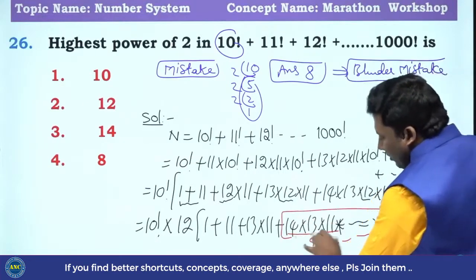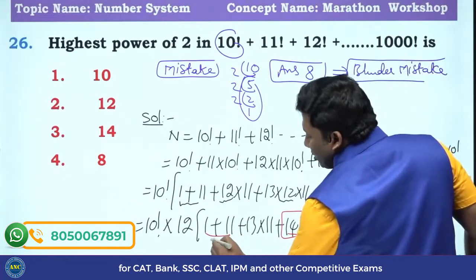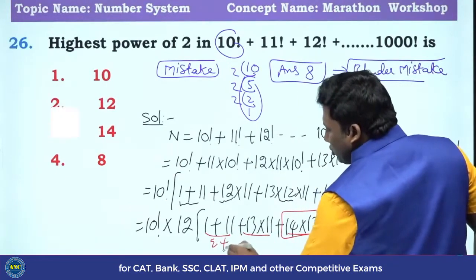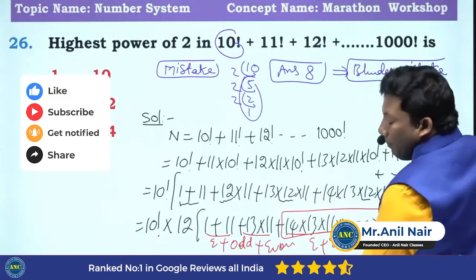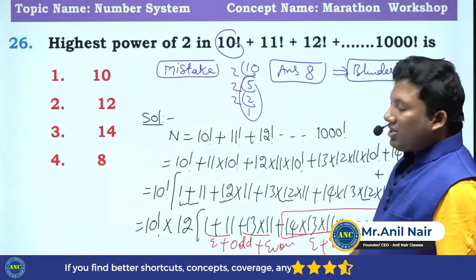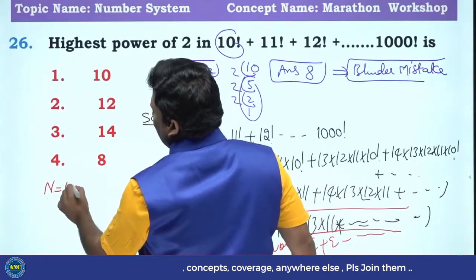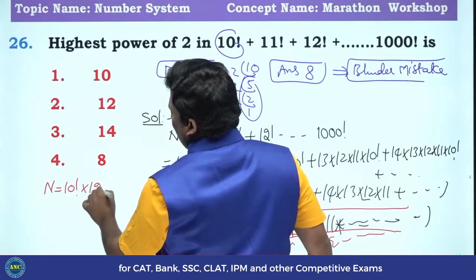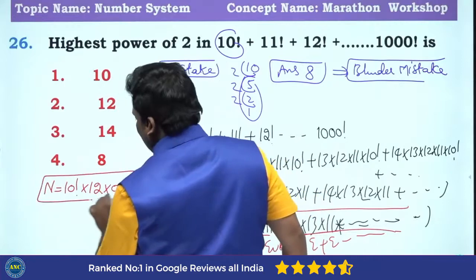Now see here, logically, 14 into 13 into 11 is even. Any number of times even number, the answer will be even. 1 plus 11 is 12, even. 13 into 11 is odd. Even plus even is even, plus odd is odd. That means I will finally get 10 factorial into 12 into odd.